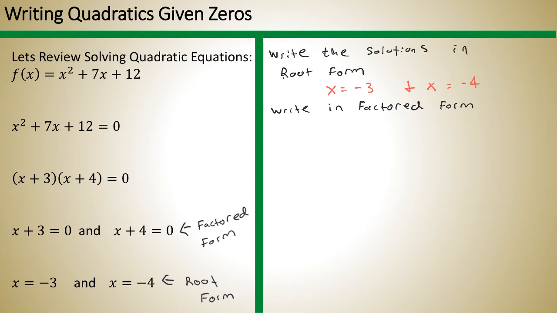Factored form just means get 0 on one side. So this first one, in order to get 0 on one side, I have to add 3 to both sides. So that would be x plus 3 equal to 0. So that's one of my factors. The other one, I'm going to add 4 to both sides. So I would have x plus 4 is equal to 0. So that's my other factor. And then after that, we're just going to multiply the factors together.